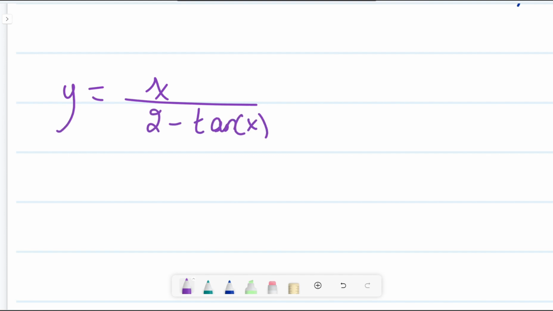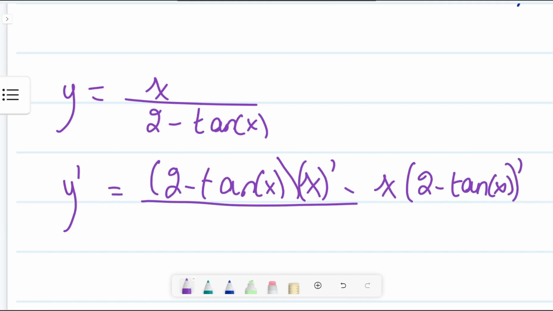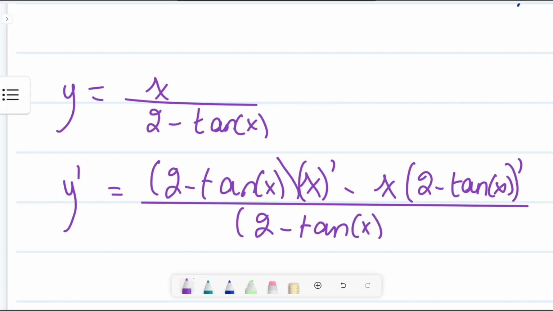Let's move to another example. Let's say y equals x divided by 2 minus tan of x. Again, this is a fraction, so let us use the quotient rule. The denominator times the derivative of the numerator minus the numerator times the derivative of the denominator, all divided by 2 minus tan x, all squared.